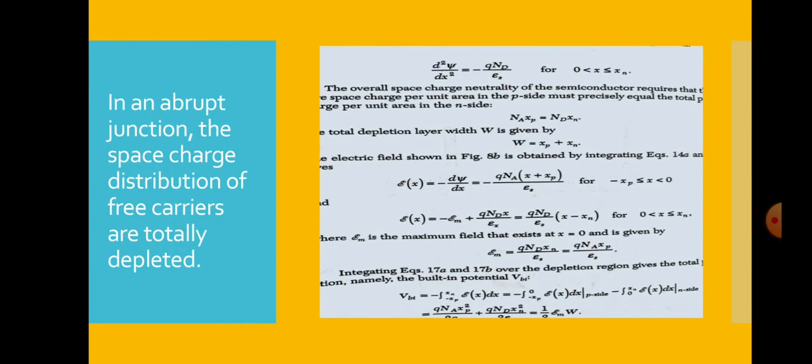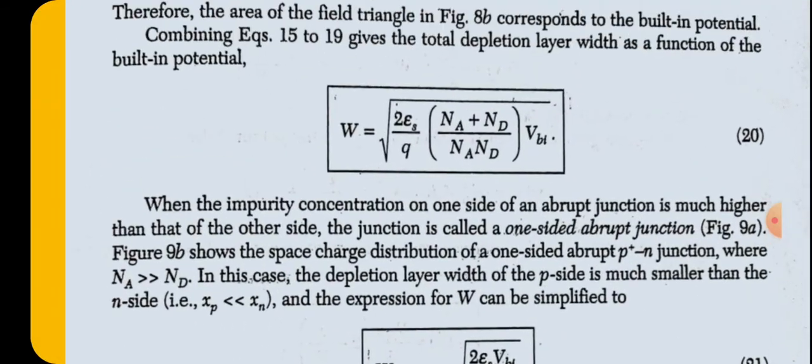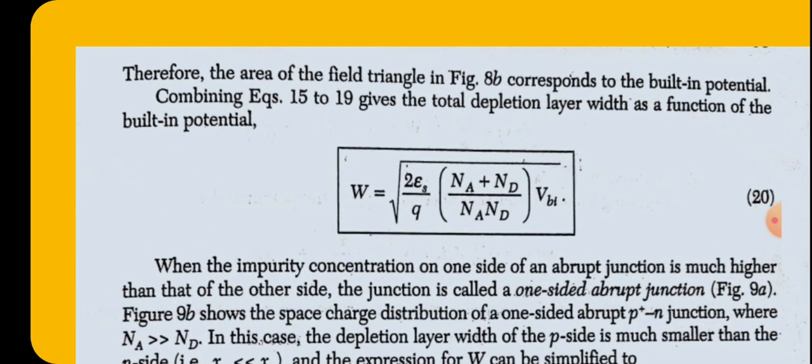If we combine these, we get the total depletion layer width as a function of built-in potential. The total depletion layer width W is given by the square root of 2 epsilon s by q times (NA plus ND) divided by NA ND, into VBI, as shown in this equation. When the impurity concentration on one side of the abrupt junction is much higher than that on the other side, the junction is called a one-sided abrupt junction.